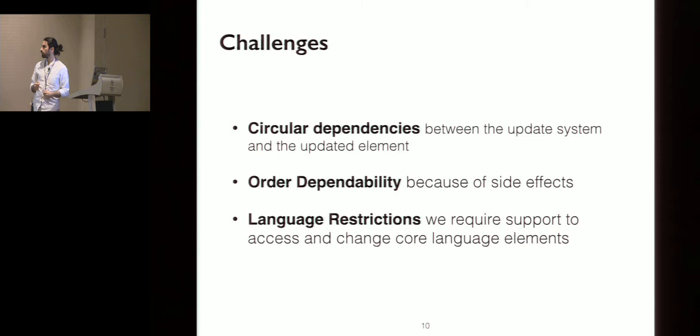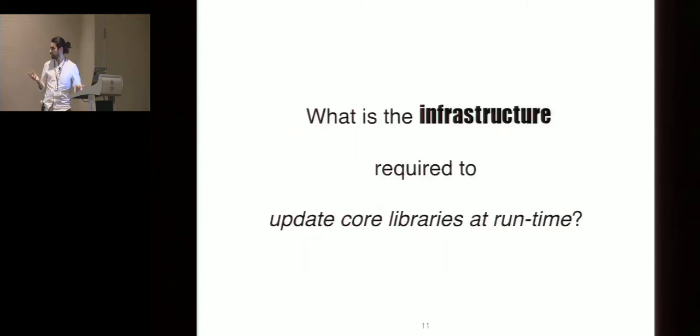Then, some changes depend on the order, so we need to apply them in a specific order because they require side effects. And finally, sometimes we find language restrictions. For example, if we want to change a class or an object that is tightly related with the virtual machine, we need to tell the virtual machine, hey, this is the new object that I updated, please update yourself and update that reference. So given these challenges, the question that we ask ourselves is: what is the infrastructure that we need to update core libraries at runtime?